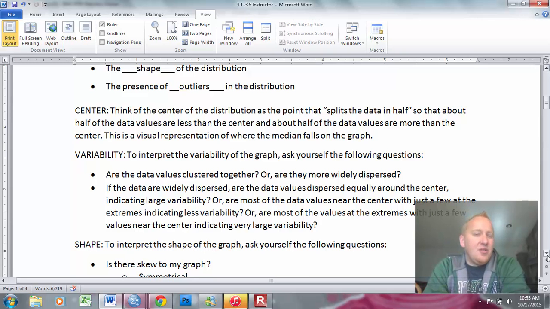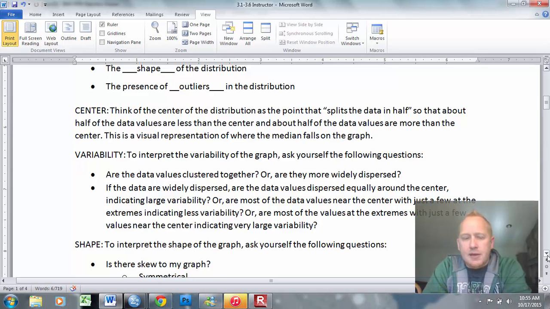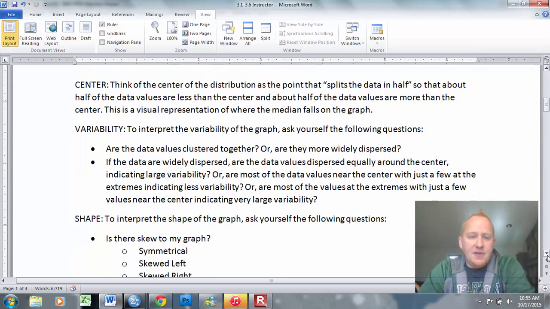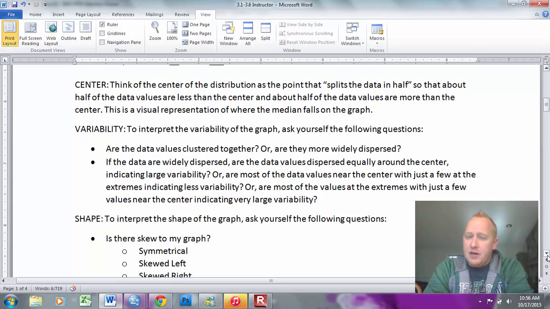Depending on the graph that we use, we'll be able to determine different things that would quantify the center of the data. The next thing, variability. To interpret the variability of the graph, ask yourself the following questions.